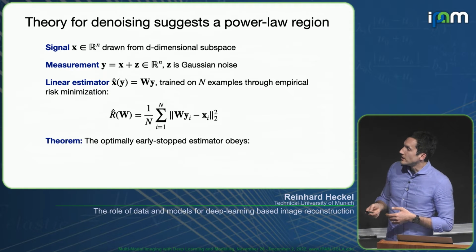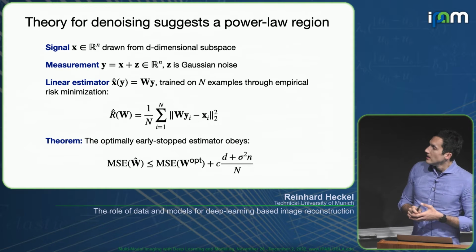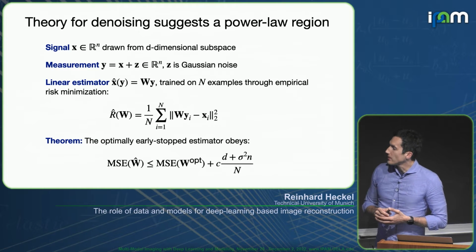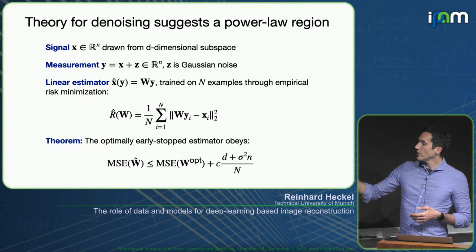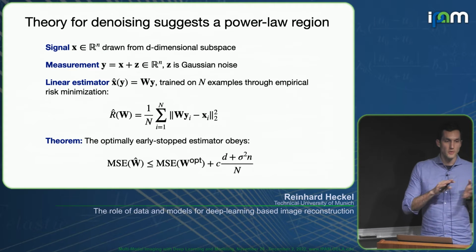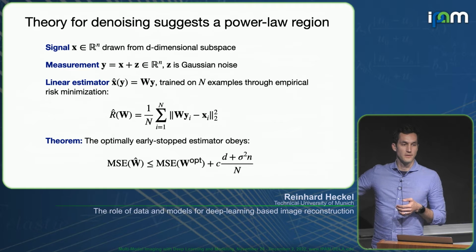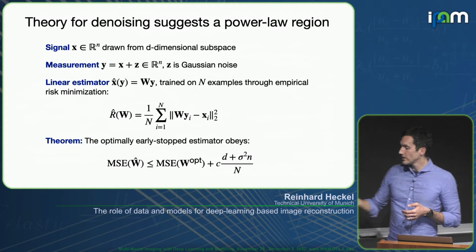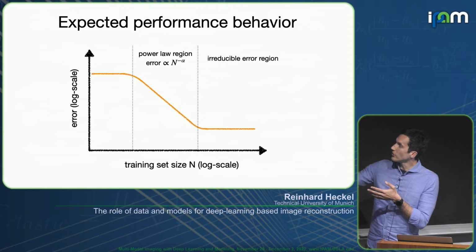So now we can show that if we regularize, so we do have to regularize in this case, the optimal early stopped estimator obeys the following equation. The mean square error is smaller or equal to the mean square error corresponding to the optimal estimator plus some term divided by n. So now, what this suggests is the following expected performance behavior.